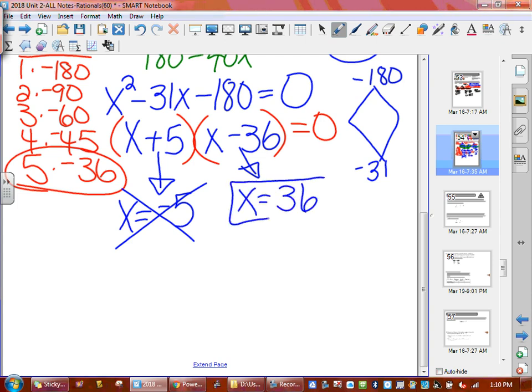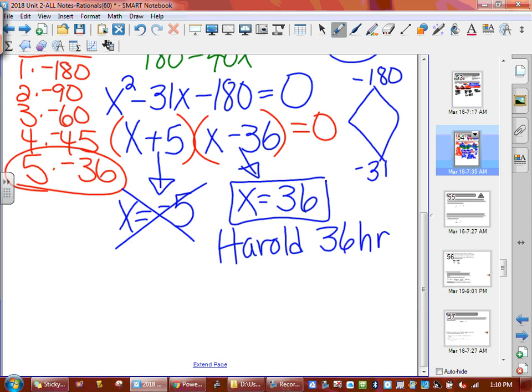So now we know how long it takes Harold. So it takes Harold 36 hours to build that deck, and it would take his apprentice 36 plus 9, which is 45 hours.